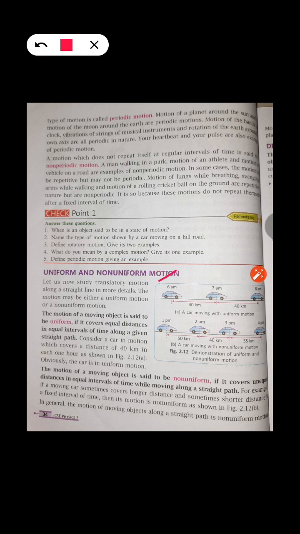See, one car is starting at 6 a.m. Then till 7 a.m. it is covering 40 kilometers distance, and up to 8 a.m. it is also covering 40 kilometers of distance. So in equal intervals of time of 1 hour and 1 hour, it is covering 40 kilometers and 40 kilometers. So uniform distances in uniform intervals of time. So this is to be considered a uniform motion.